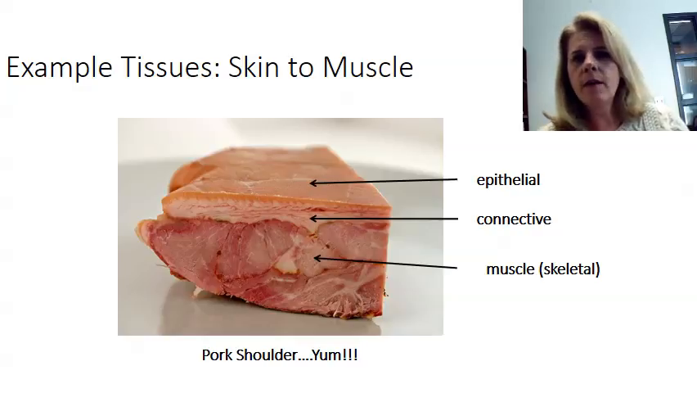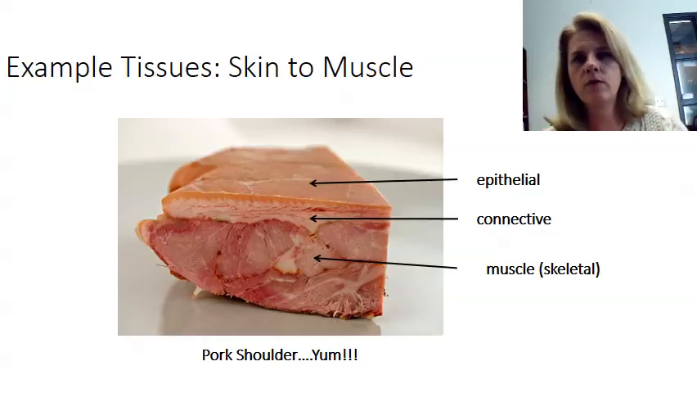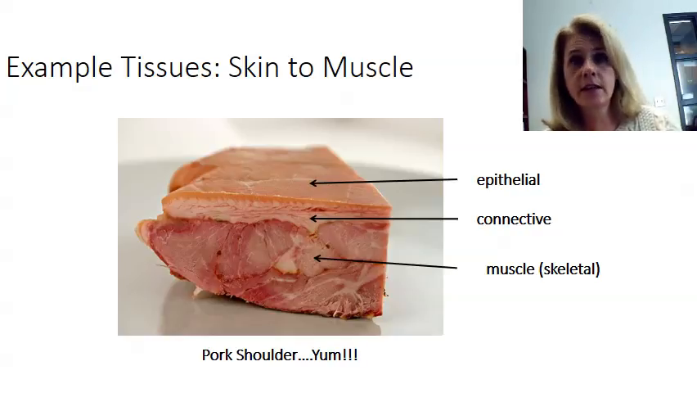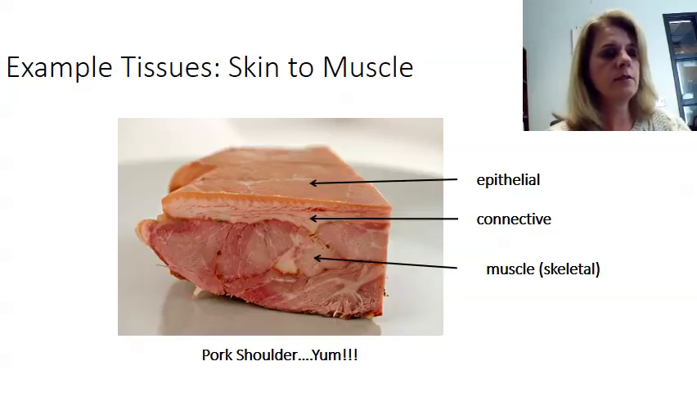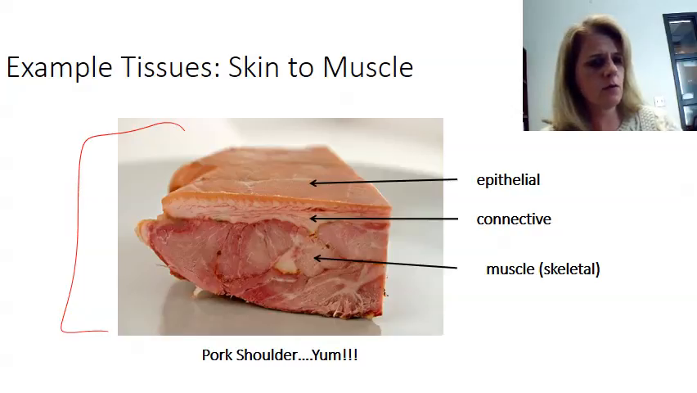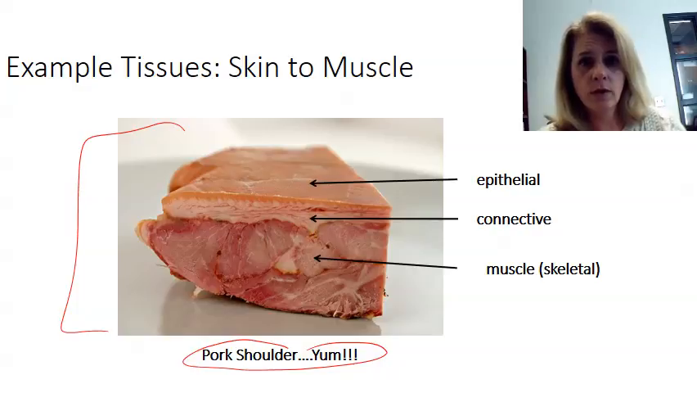All right, so when we think about tissues, you have to think about those levels of organization. So if you go back to Unit 1, we talked about how you take atoms and you make molecules, and then molecules form compounds, and compounds form organelles, and organelles form cells, then cells form tissues, and then we take different types of tissues to make an organ. So this is an example. This is a cross-section where we're looking at the skin to the muscle. This is a shoulder of a pig, and so that would be the organ. The shoulder would be the organ, and this shoulder is made up of multiple types of tissues.